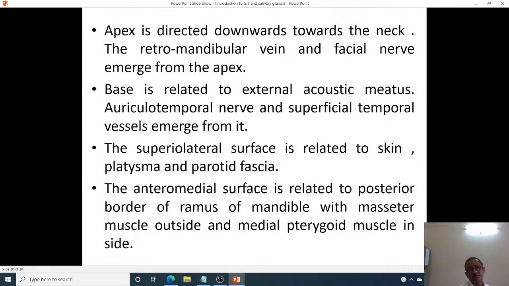So the apex is directed downwards towards the neck. Retromandibular vein and facial nerve emerge from the apex. Base is related to the external acoustic meatus. Auriculotemporal nerve and superficial temporal vessels emerge. The superficial lateral surface is related to the skin, platysma, and parotid fascia. The anterior medial surface is related to the posterior border of the ramus of the mandible, masseter muscle outside, and medial pterygoid muscle inside.